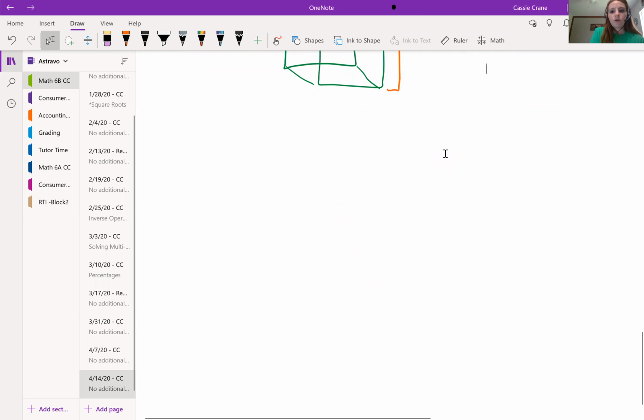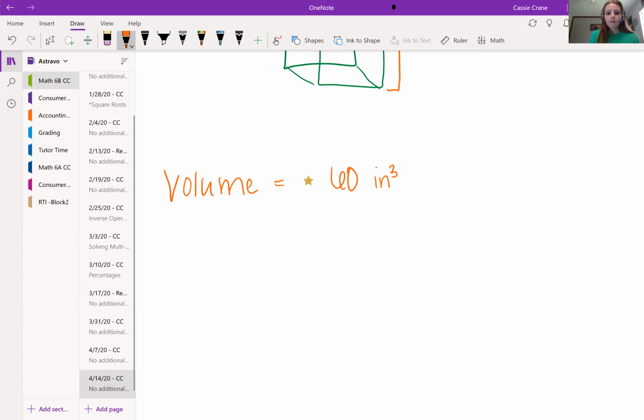Now the other thing that you're going to be doing with volume is finding a missing measurement. So let's say you know the volume of an object. I'm just going to make it up. Let's say we know the volume is equal to 60 cubic inches, and we know the height is 10 and the length is 3, but we want to know what the width is. Can we find one of the missing measurements if we know the volume and 2 of the other measurements?